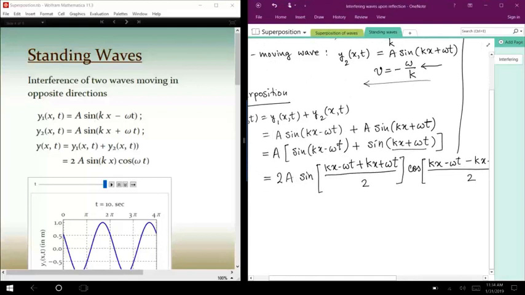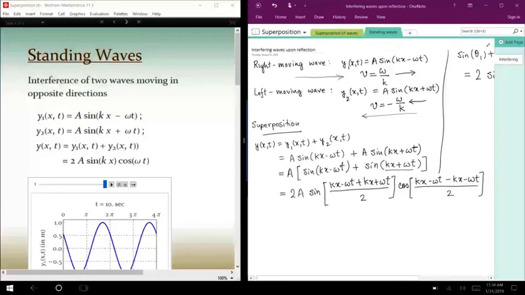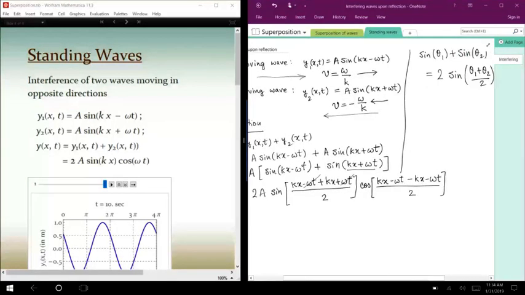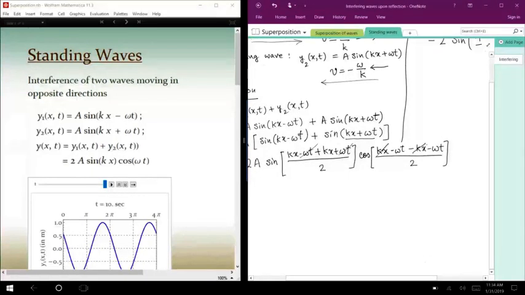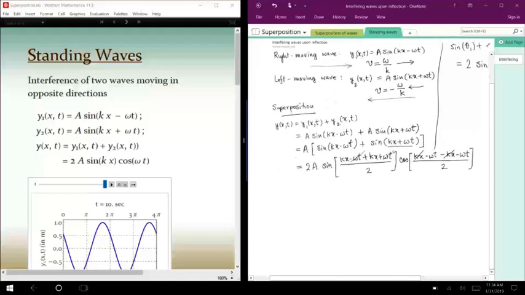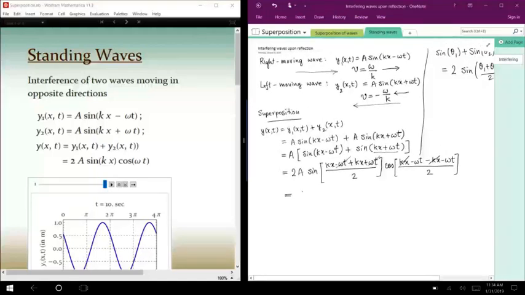Now let's look at this form. Within the first one, there's a negative omega t and a positive omega t, so these will cancel. Inside the second one, we have a positive kx and a negative kx, so clearly these will also cancel. The final answer that we get looks like 2A sine kx.